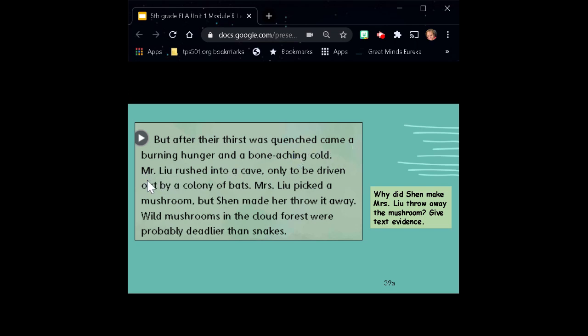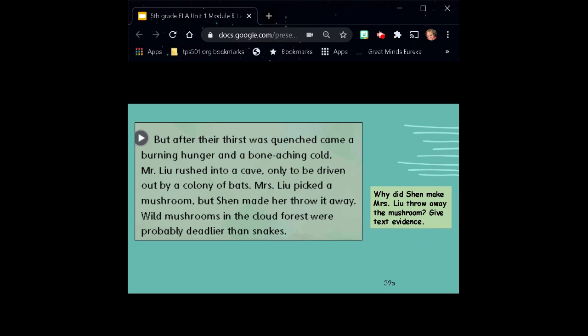We'll start right here. Mr. Lou rushed into a cave only to be driven out by a colony of bats. Mrs. Lou picked a mushroom, but then Shen made her throw it away. Wild mushrooms in the cloud forest were probably deadlier than snakes.